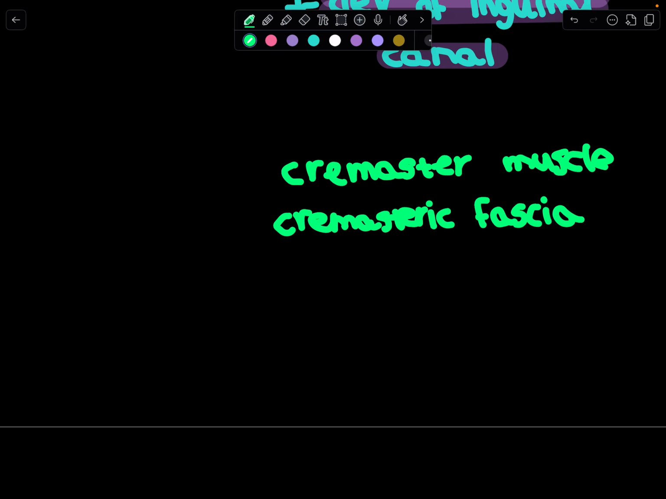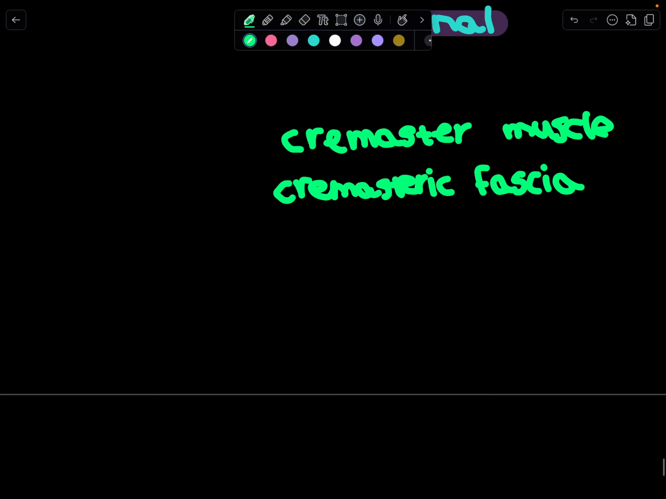Tell me a bit more about the layers. So we have dartos fascia and muscle after the skin. Then we've got external spermatic fascia, cremaster muscle and fascia, internal spermatic fascia, parietal layer of tunica vaginalis, and then testis covered by visceral layer of tunica vaginalis. I just don't understand the order, you know?